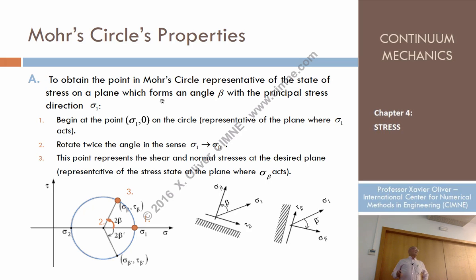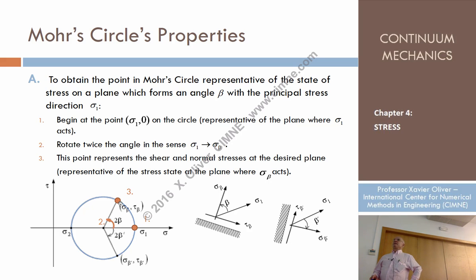So the first property is the one that comes from the last comment that I made. To obtain in the Mohr circle a representative point of the state of stress on a plane which forms an angle theta with the principal direction sigma 1, what do we have to do? Well, according to what we have decided, we start from the point representative of the sigma 1 of the principal stress state. So sigma equals sigma 1, tau equals 0, that's the representative of this principal stress plane, and move in the same sense that we need to go from sigma 1 to sigma beta, in terms of the normal of the new plane, twice this angle.